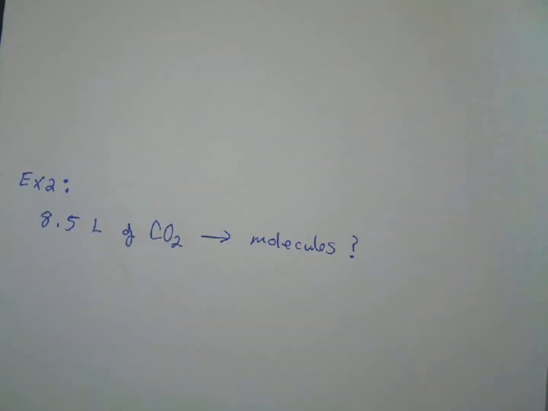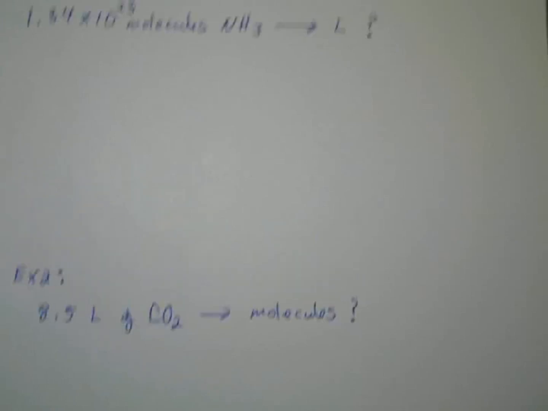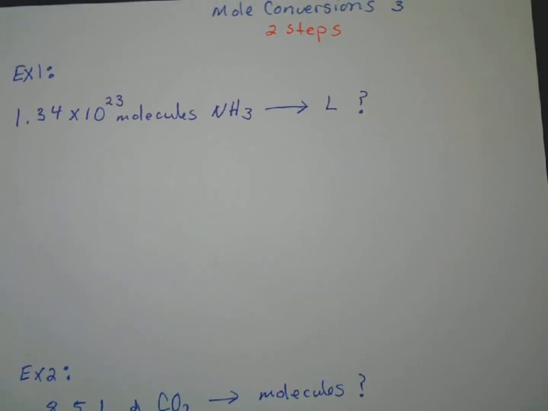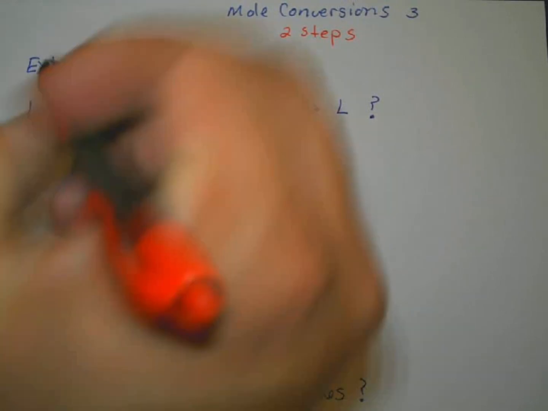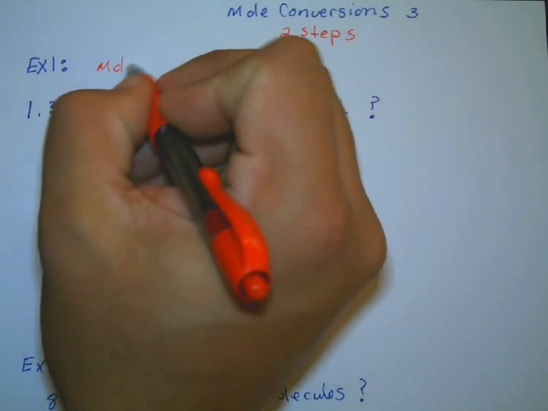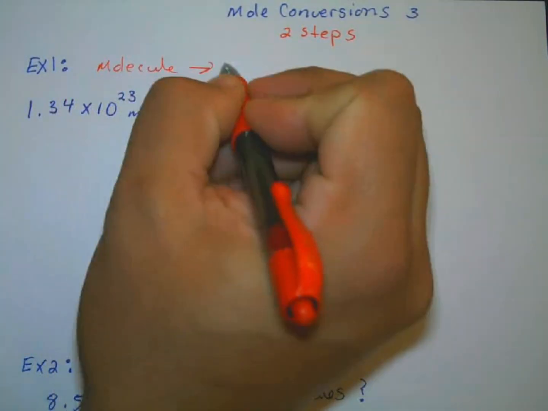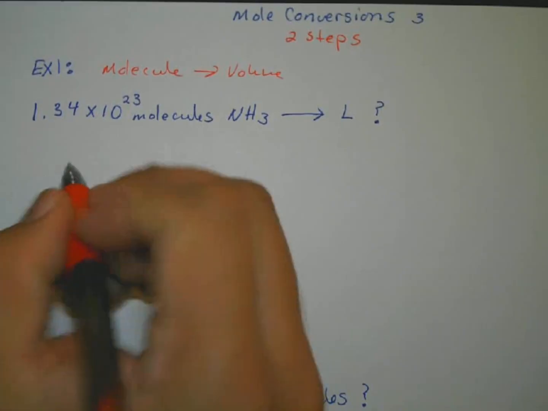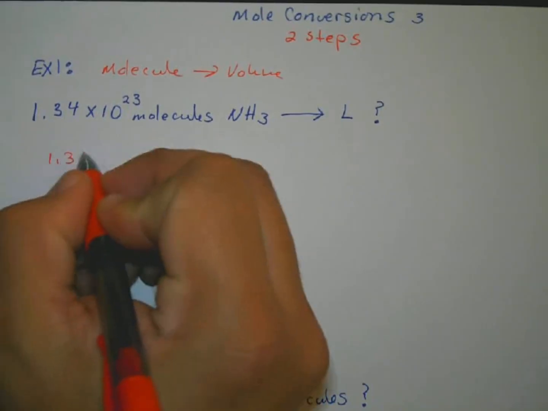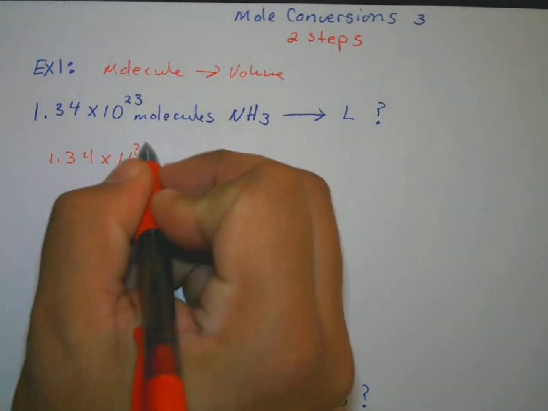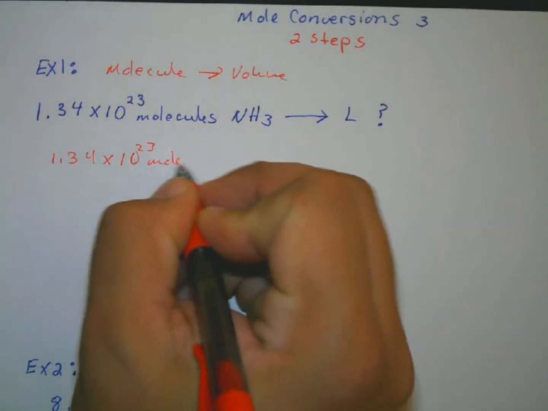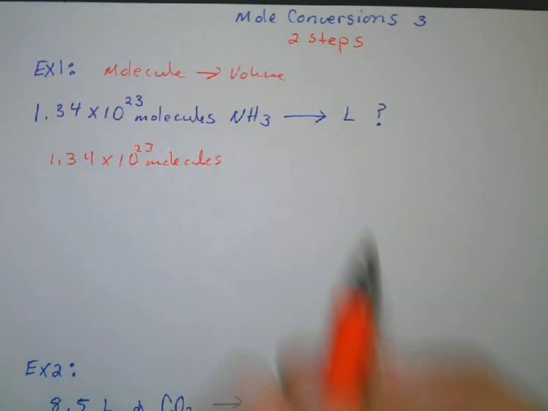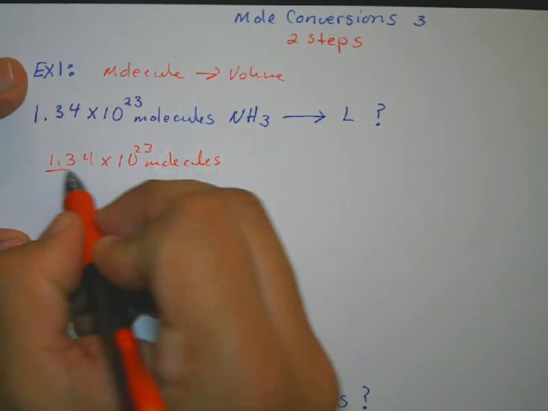So this brings me to today's stuff. Calculating between volume and molecules. Our first example has us going from molecules to volume. So let's take a look at what we got going here. Now I'm going to write down my starting point, 1.34 times 10 to the 23rd molecules of NH3. Okay. Now I'm going to set up my dimensional analysis.